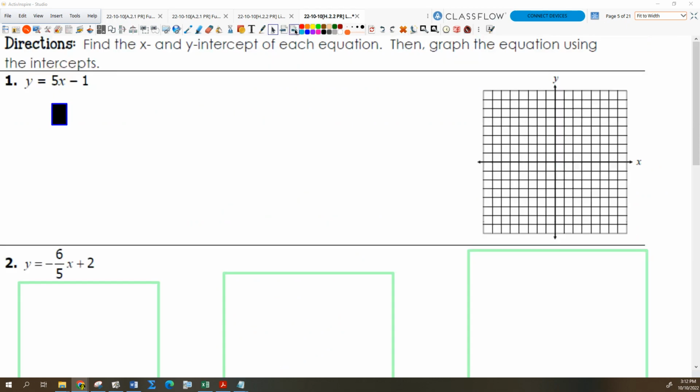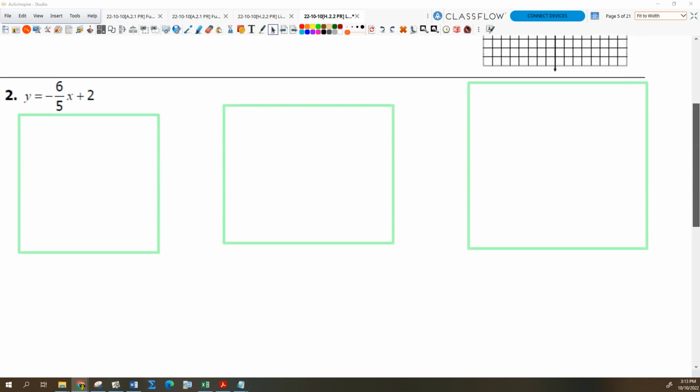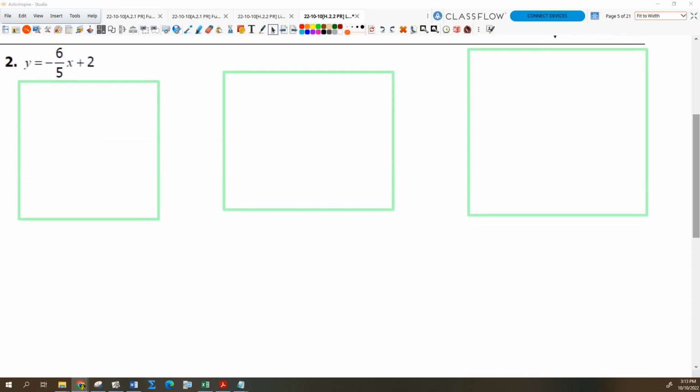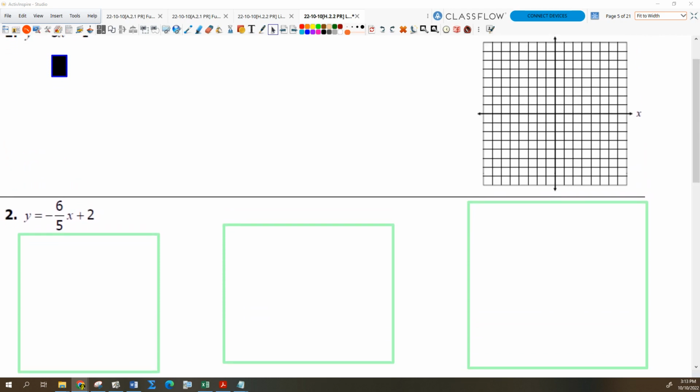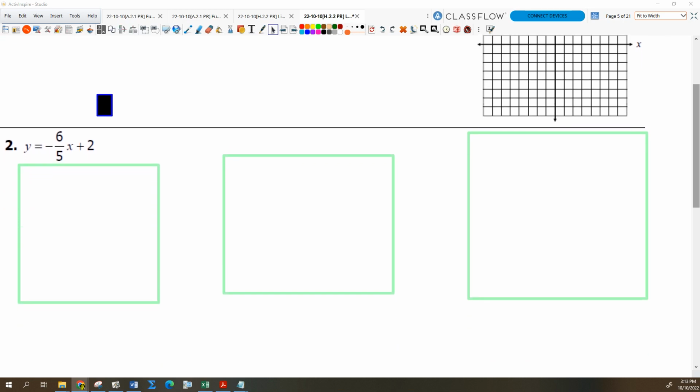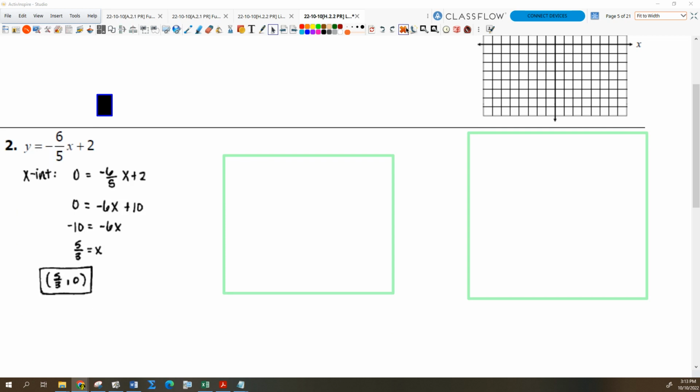Okay, let's try that. So if we do something like number 2. Okay, what would we do on number 2 here? It's filled in for us. Oh, it is. Okay, well, let's talk about how we would do that, right? If I wanted to find the x-intercept, really all I have to do is cover up the y term and solve.